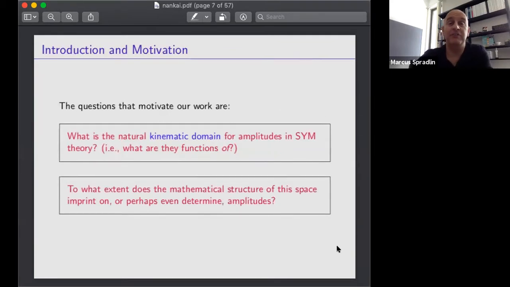So the first question you should ask, if you want me to convince you that this is an interesting collection of functions, is: what are they functions of? A primary motivation for my talk will be to really try to understand what is the natural kinematic domain for these amplitudes. And secondarily, or consequently, to see if there's any imprint of the mathematical structure on the amplitudes themselves. It'll become more clear what I mean by these questions.